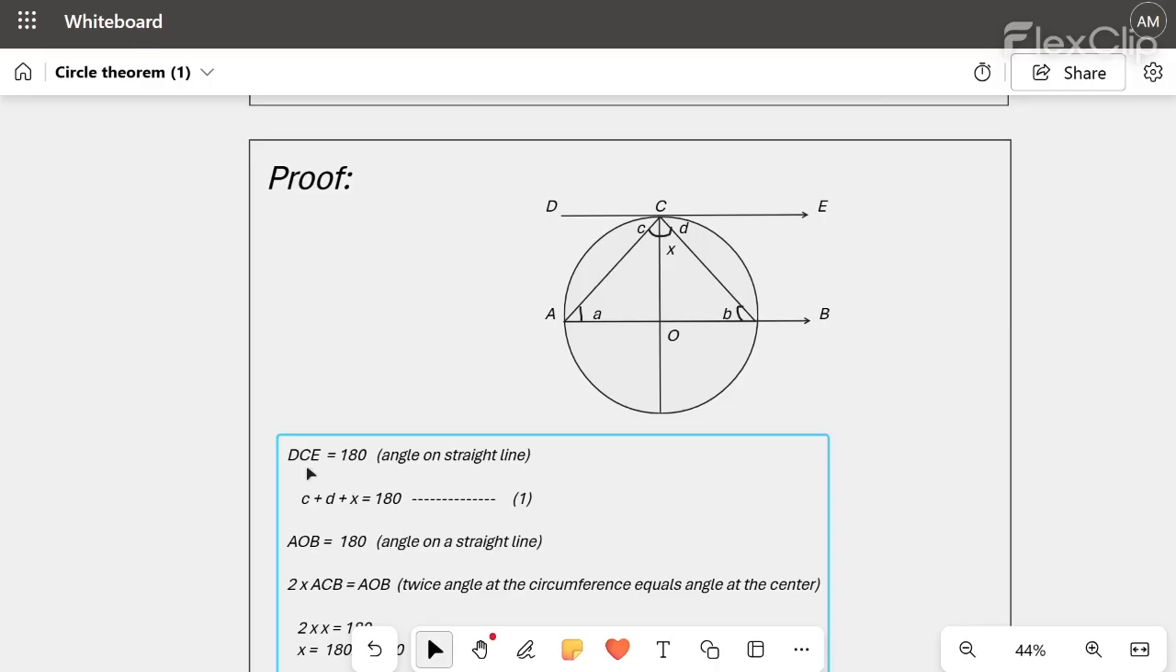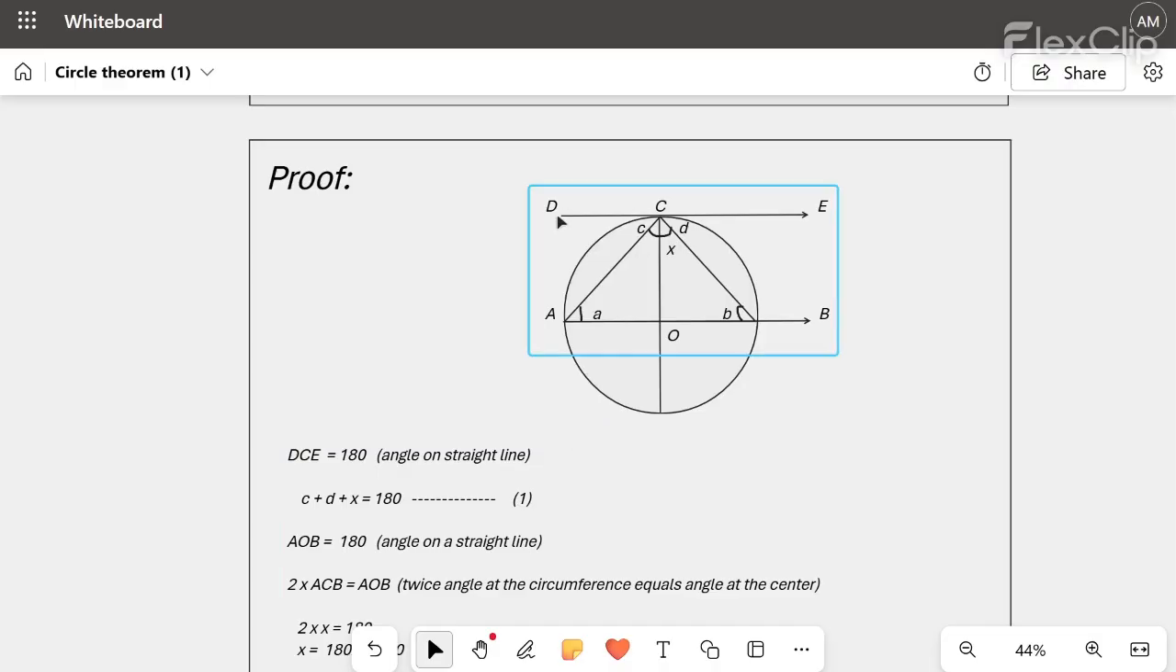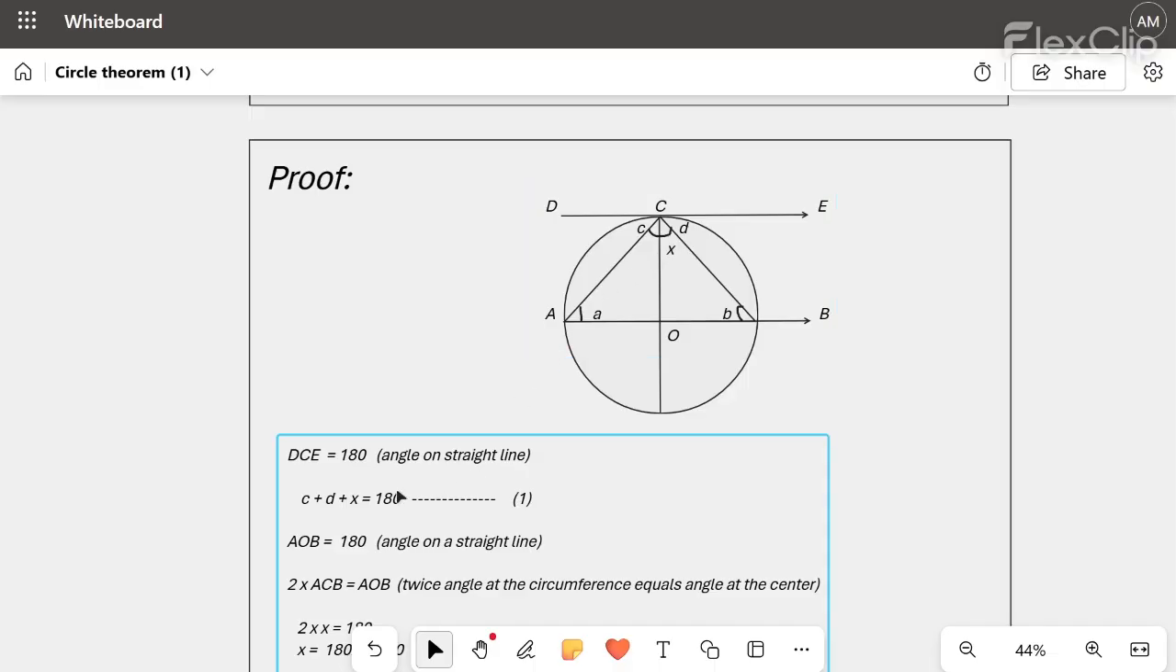Now, getting started here, we first highlight that angle DCE is equal to 180 degrees. Why? Because it is angle on a straight line. What does that mean? Look at the line. This is angle DCE. All the angles under this line, which are angle C plus angle X plus angle D, are all angles under this straight line, and they are equal to 180 degrees because they are angles on a straight line, as we all know from our basic geometry. Now look at it here. Angle C plus angle D plus angle X is equal to 180 degrees. Let's call it equation 1.